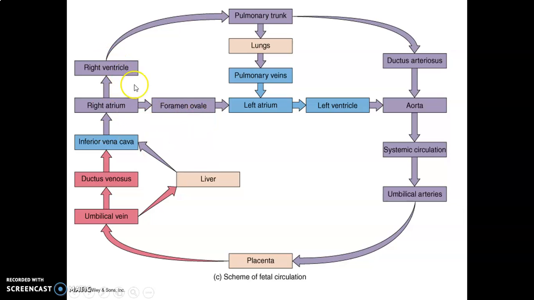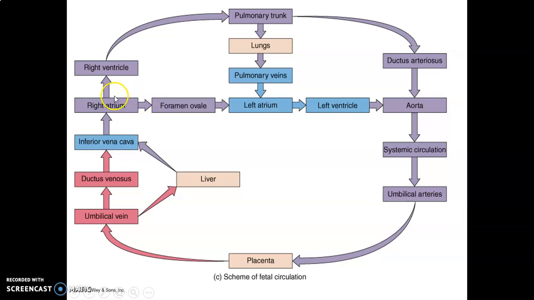So what happens? Blood from the placenta, okay? Oxygenated blood will be carried from the placenta via the umbilical vein. Some of this blood enters the liver and some will enter the ductus venosus into the inferior vena cava. The blood that goes to the liver returns from the liver to the inferior vena cava. Then the inferior vena cava empties into the right atrium.